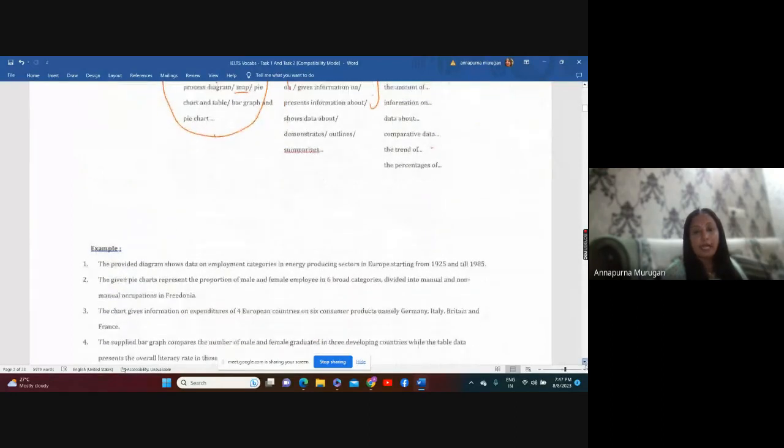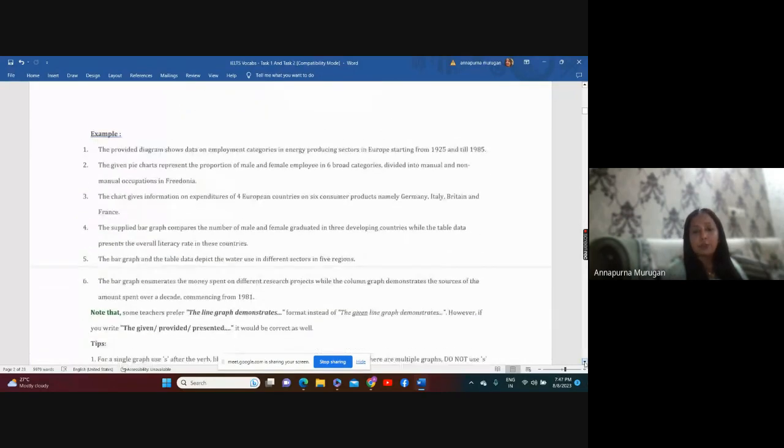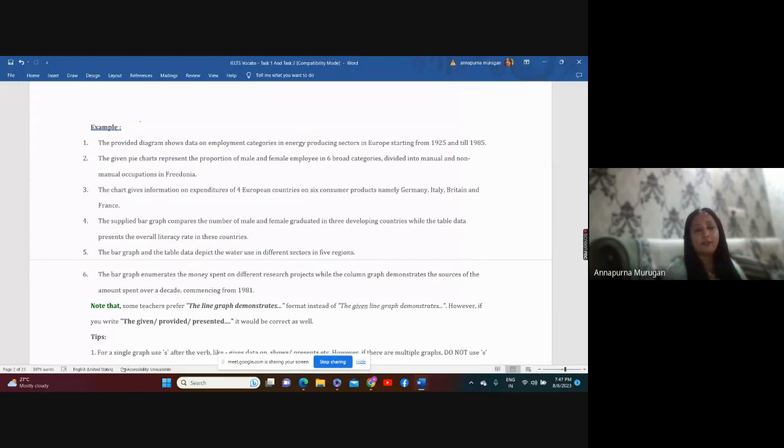And then describe what is happening, using those things only. A few of the descriptions, a few of the starting sentences we have put. The provided diagram shows data on employment categories in energy producing sectors in Europe. The given pie charts represent the proportion of male and female employees in 6 broad categories divided into manual and non-manual occupations in Fredonia. The chart given gives information on expenditure of 4 European countries on 6 consumer products. That means we have taken the above phrases and we have phrased it.